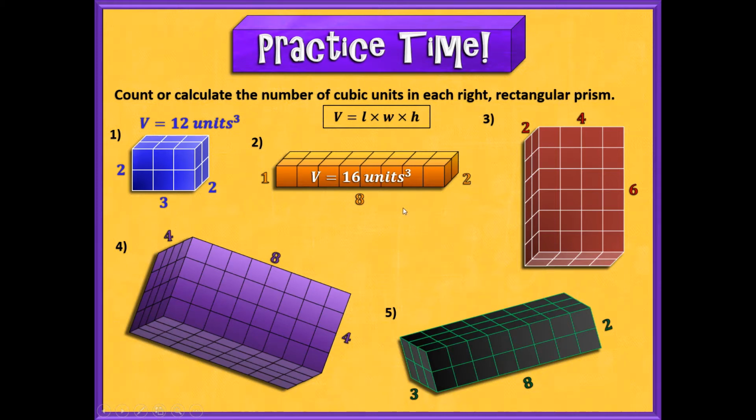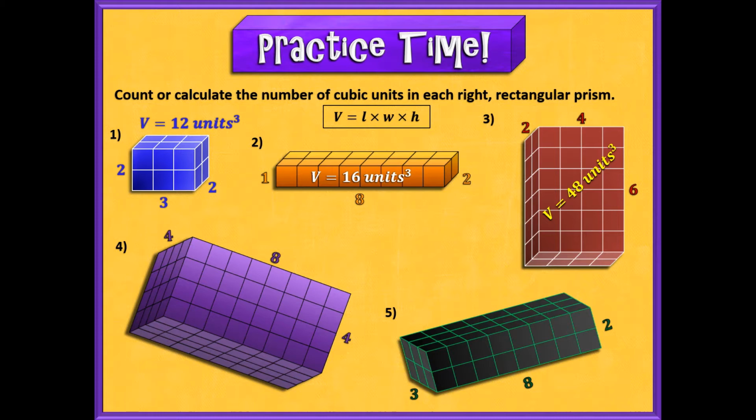That's very important. Number 3, we've got a length of 4, a width of 2, and a height of 6. So if we wrote that out, it would be 4 times 2 times 6. 4 times 2 is 8, and 8 times 6 is 48. So 48 units cubed. Who's got 3 for 3? All right, moving on to number 4.